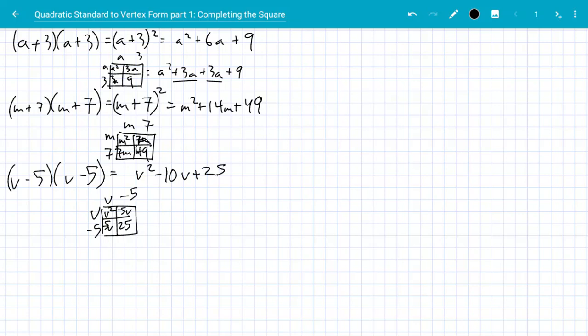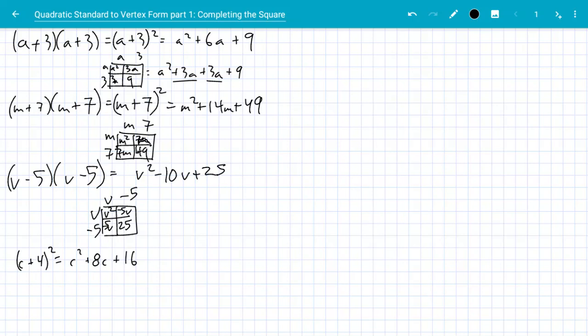All right, see if you can do the same thing for, say, c plus 4 times c plus 4. Go ahead and pause here and try that. Okay, so if you multiply it out, you should get c squared plus 8c plus 16.